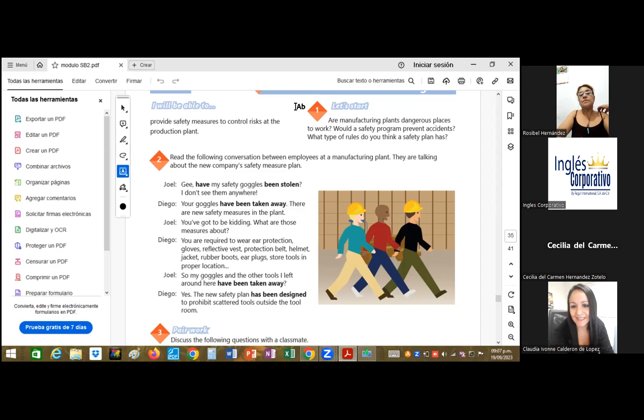You are required to wear ear protection, gloves, reflective vest, protection belt, helmet, jacket, rubber boots, ear plugs, store tools in proper location. So my goggles and the other tools I left around here have been taken away. Yes, the new safety plan has been designed to prohibit scattered tools outside the tool room.